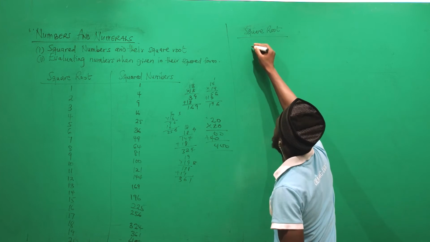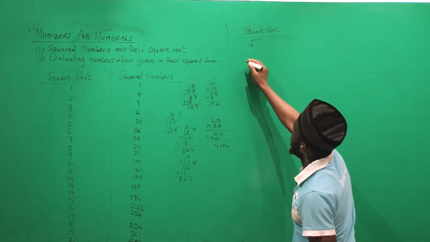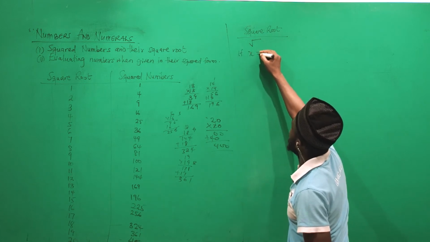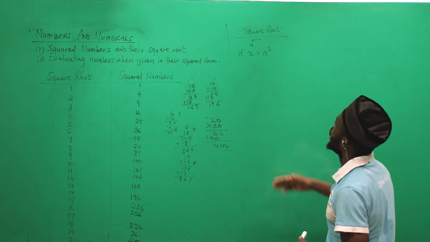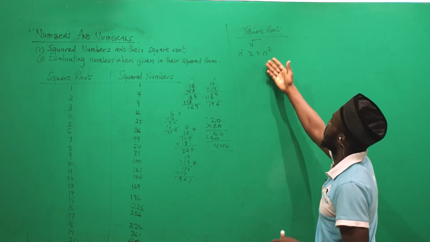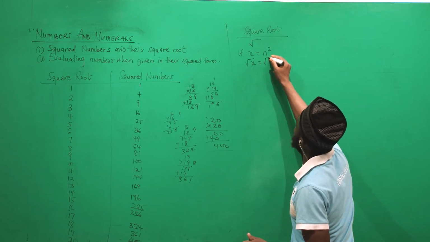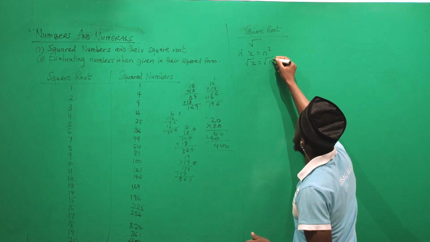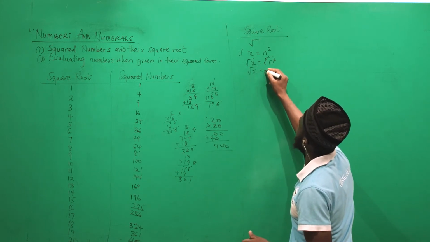We all know that the square root sign is this. So let's say in mathematics, if x is equal to n squared and you are looking for x, what will we do? If you want to get rid of the squared, we need to take the square root of both sides. So the square root of x is equal to the square root of n squared. Then the square cancels the square root, and we get the square root of x is equal to n.